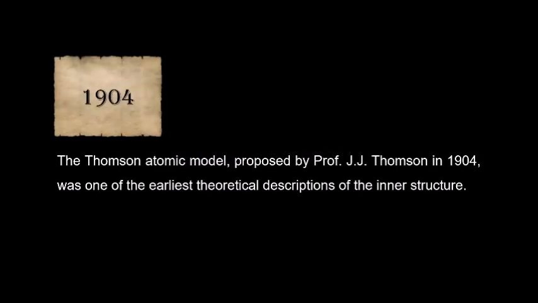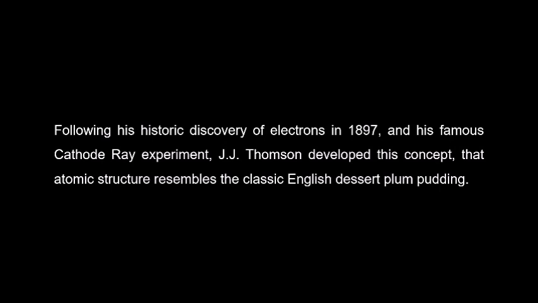The Thomson atomic model, proposed by Professor J. J. Thomson in 1904, was one of the earliest theoretical descriptions of the inner structure. Following his historic discovery of electrons in 1897 and his famous cathode ray experiment, J. J. Thomson developed this concept, that atomic structure resembles the classic English dessert plum pudding.